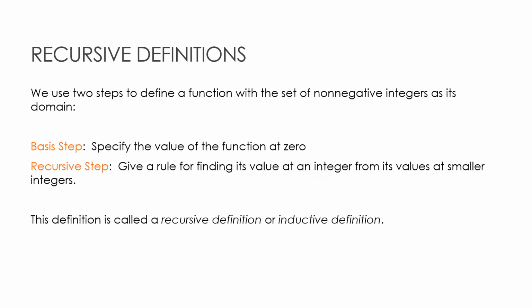When we set up a recursive definition, we must have two parts, just as we had talked about before. One is the basis step, which essentially tells us the starting point. Just like it did when we were doing inductive reasoning, we're basically saying this is the starting point. This is the first value, or the first two values, or the first three values, etc. The recursive step, kind of like the inductive step, says where to go from there. So give a rule for finding its value at an integer from its values at smaller integers.